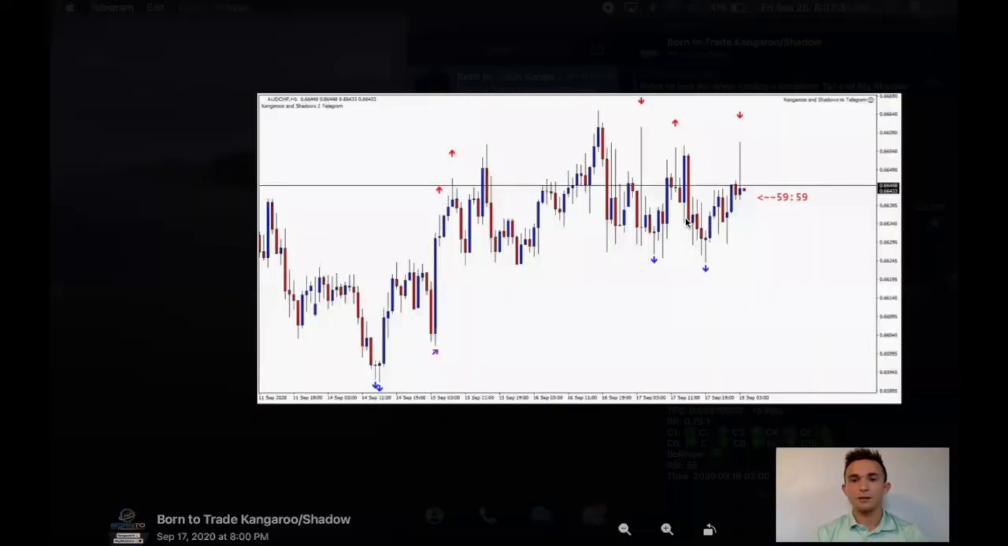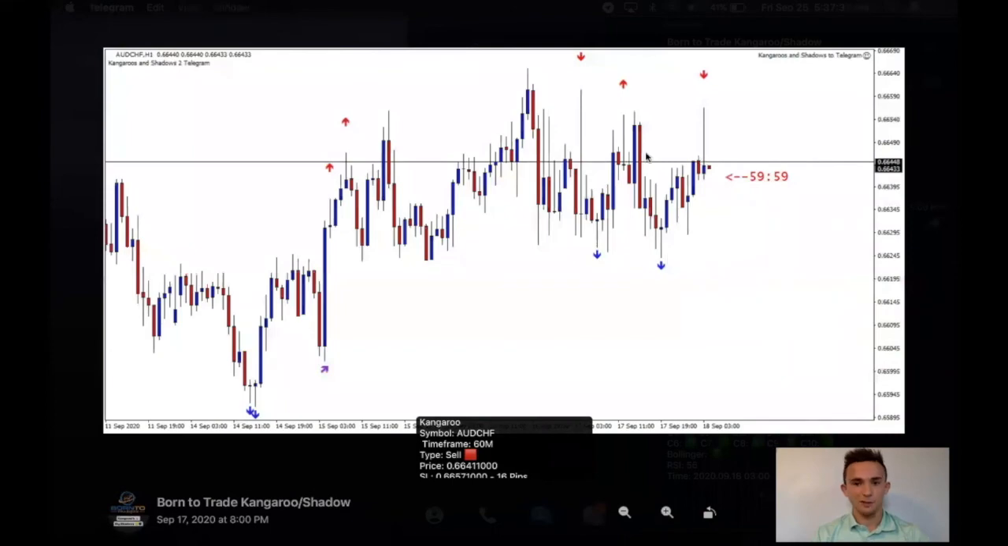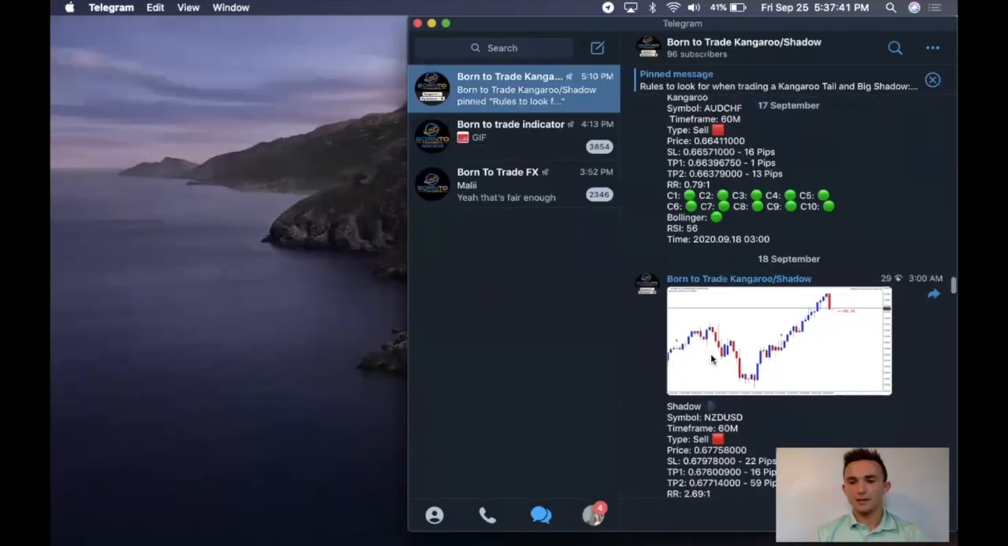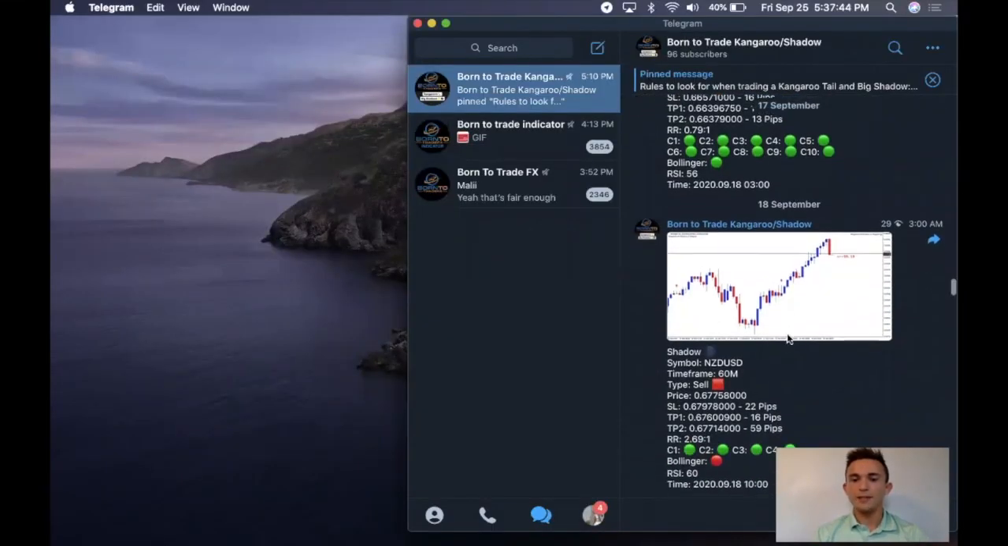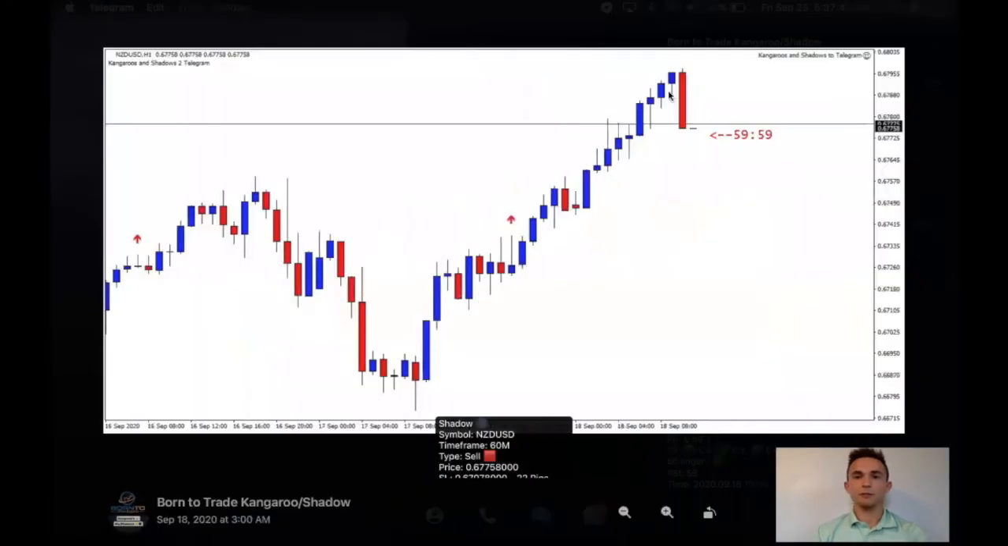This one right here did not qualify as a trade, even though it looks like it might have. Our students did not take that one. And then NZD USD. This is another really good one, and this is a big shadow. This is why I wanted to go through and show you at least one big shadow.